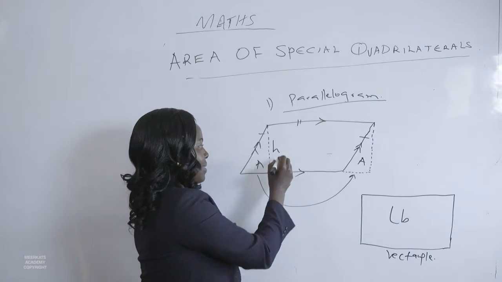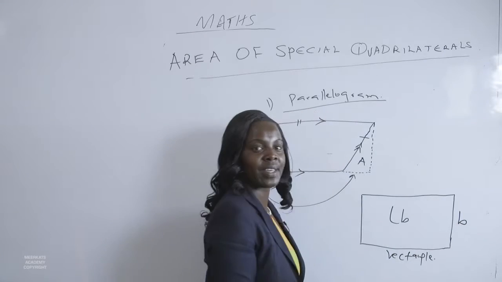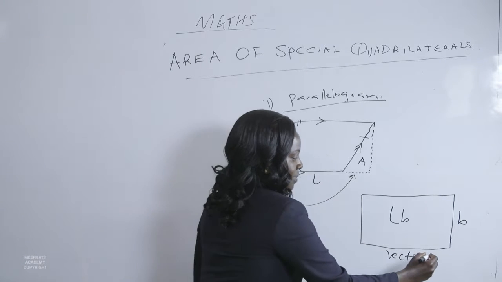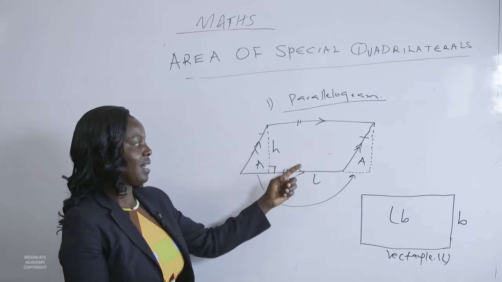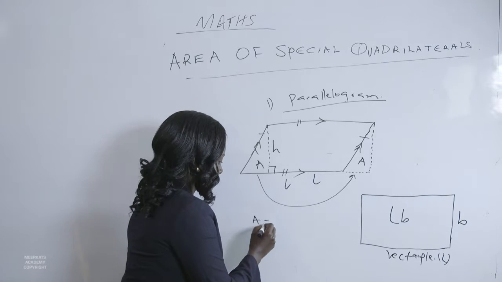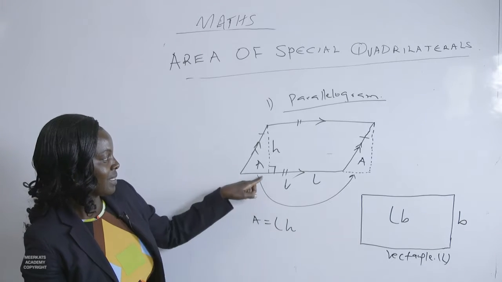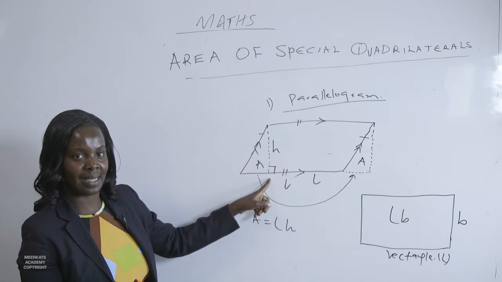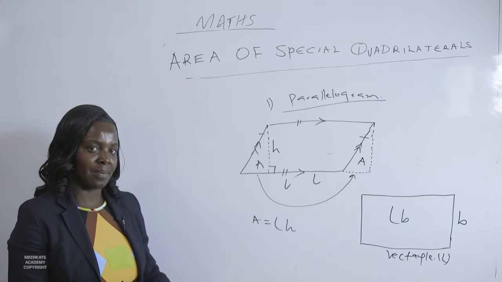If this is the height, which is like the base of the rectangle, and this is the length, then we can calculate the area of a parallelogram by saying length times the height. This is the length and this is the height, the perpendicular height. Length times the perpendicular height gives us the rule for calculating the area of a parallelogram.